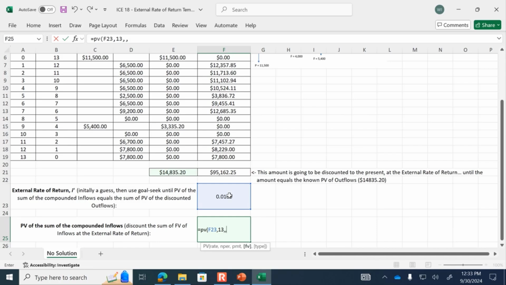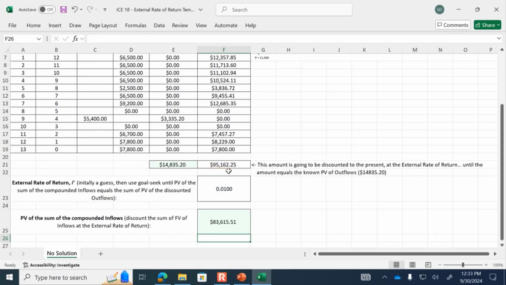It's $95,000 in the future, so minus of the amount. Okay, so as it stands right now, when I press enter, it's just going to tell me if you discount $95,000 to year 0 at 1%, then what is the magnitude of that present value? So at 1% discounting, it's $83,000, and that's not what I'm looking for. I'm looking for $14,835. So what about 2%?